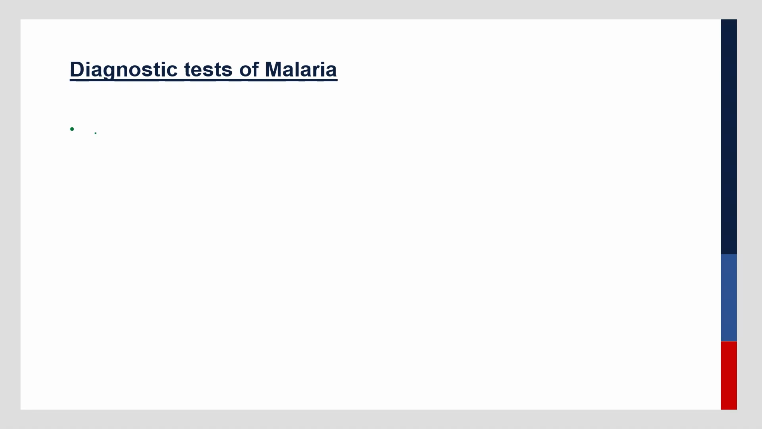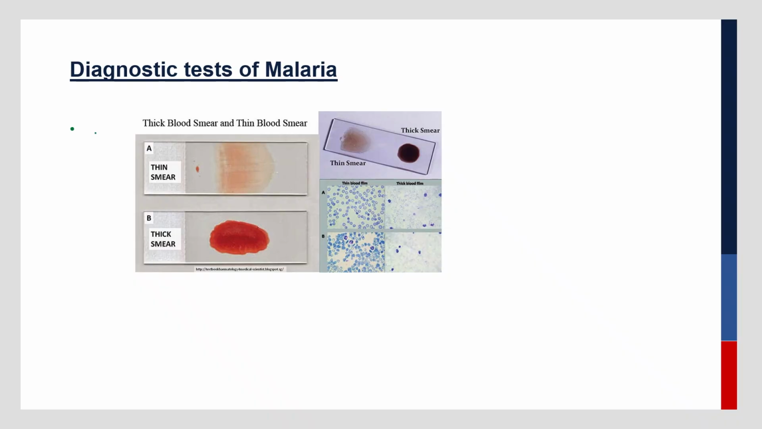How are we going to diagnose malaria? So there are 2 types of tests, blood smear and rapid diagnostic test. Blood smear test is the gold standard test in which a thick smear and a thin smear are taken. The idea behind these 2 smears is that with thick smears, you can better detect parasites, and with thin smears, the species is identified.